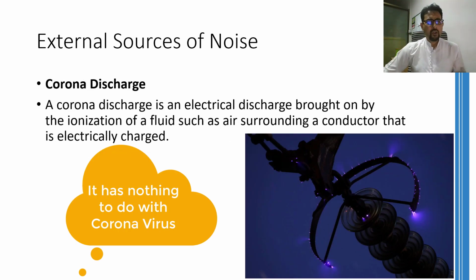Corona discharge is a common problem, but normally a mechatronics engineer or an instrumentation engineer doesn't face this kind of problem because it happens at a very high voltage. When a conductor carrying a very high voltage ionizes the air or fluid present around it, some charge may leak into that ionized air.